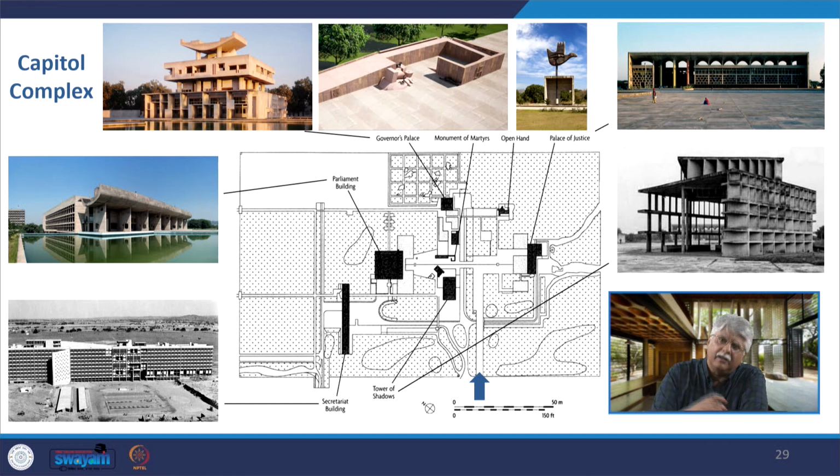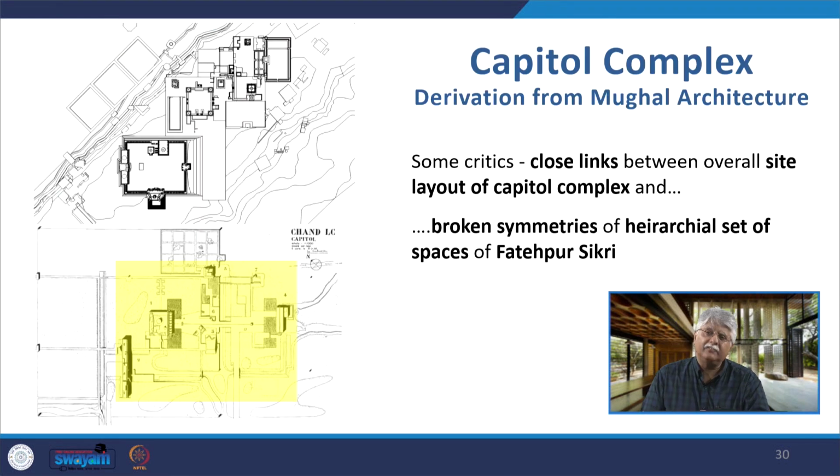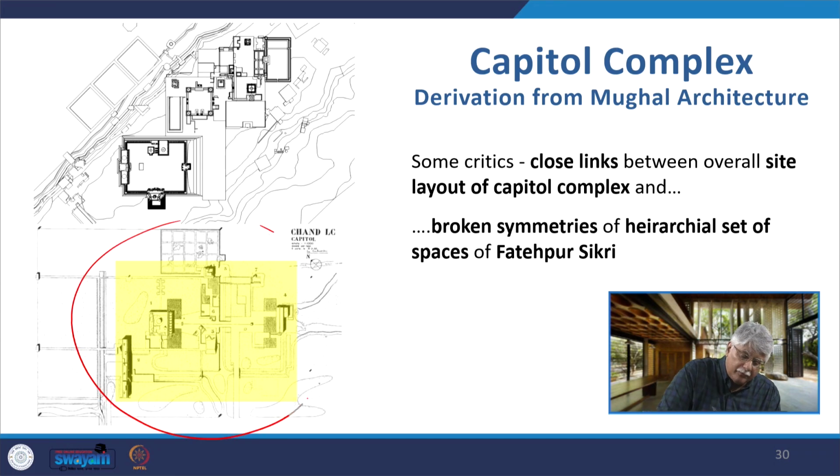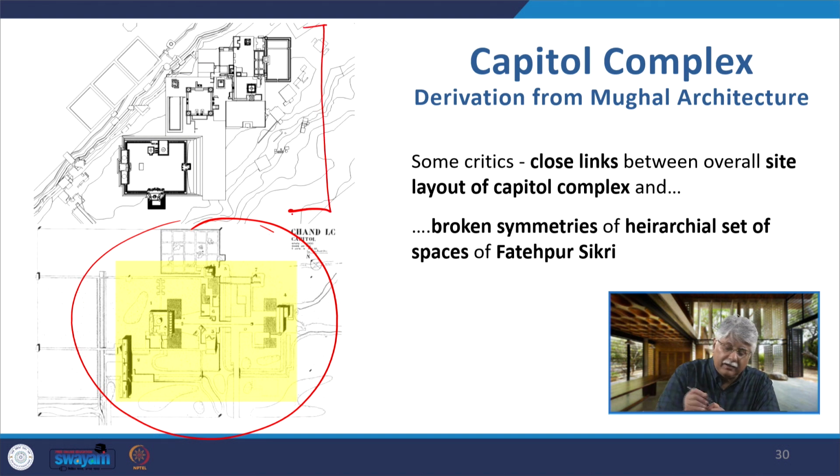The buildings designed here were all done by Corbusier, like the Assembly building, the High Court building, the Secretariat building, the Monument of Martyrs, the Open Hand, the Tower of Shadows, and one unbuilt building, the Governor's Palace. Now some say that the derivation of the Capitol complex is from Mughal architecture. There are close links between the overall site layout of the Capitol complex, with the broken symmetry and the hierarchy of spaces, and what we find in Fatehpur Sikri.